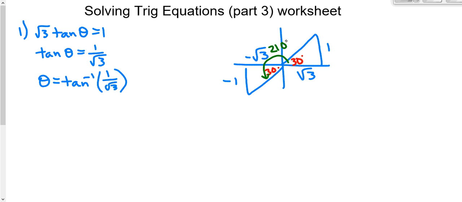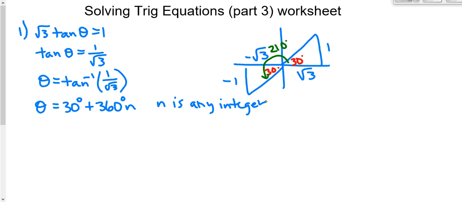So if we want to start by writing those answers in degrees, we have theta equals 30 degrees. And remember from the lesson, we're going with all the answers, infinitely many answers. So everything that's coterminal with 30 degrees would be 30 degrees plus 360 degrees times n, where n is an integer. Now you don't have to write n as any integer every time you do a problem. We'll just understand that that's what we mean when we put n. And then the other answer is 210 degrees plus 360n.